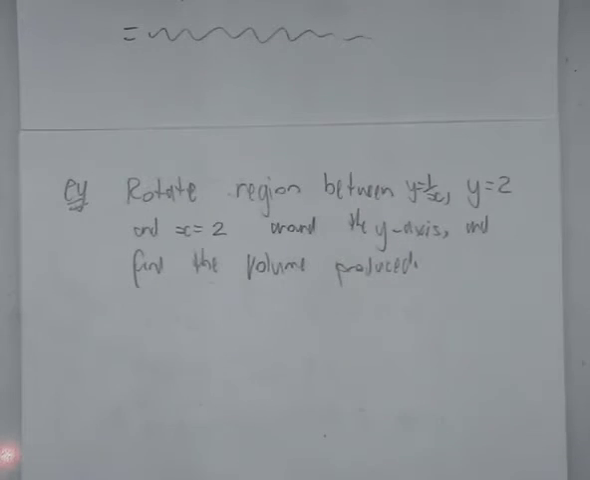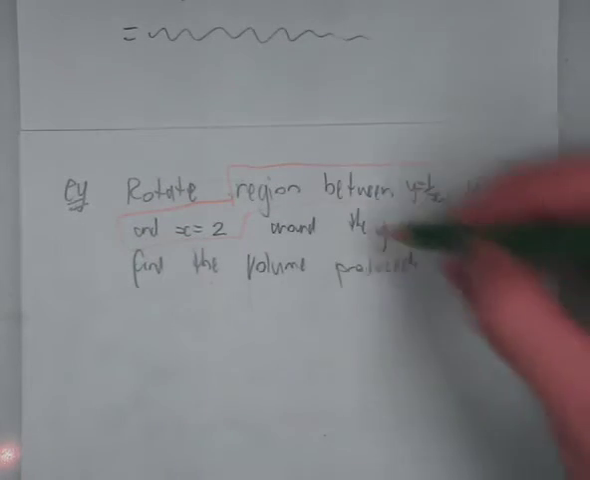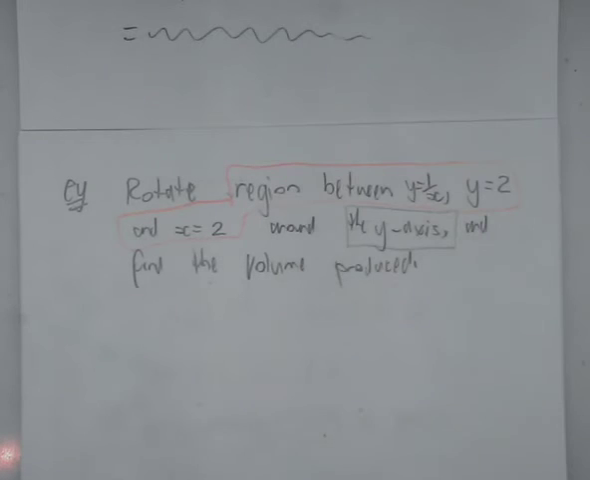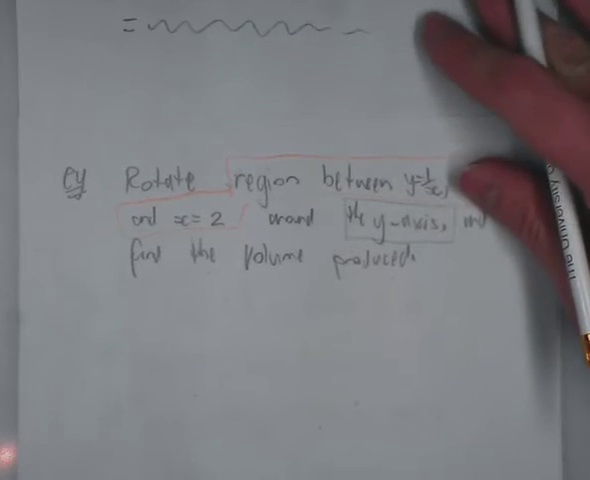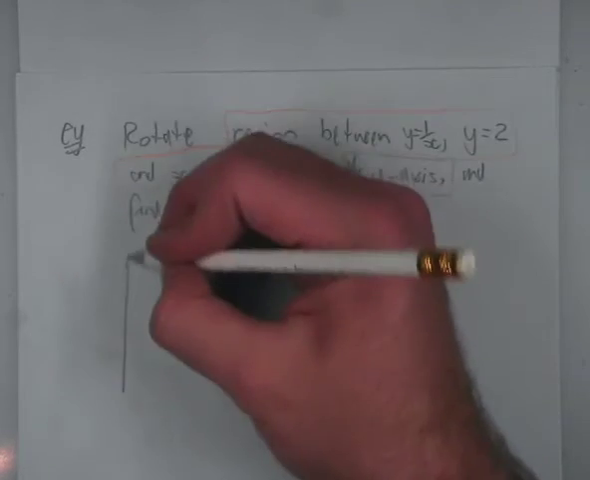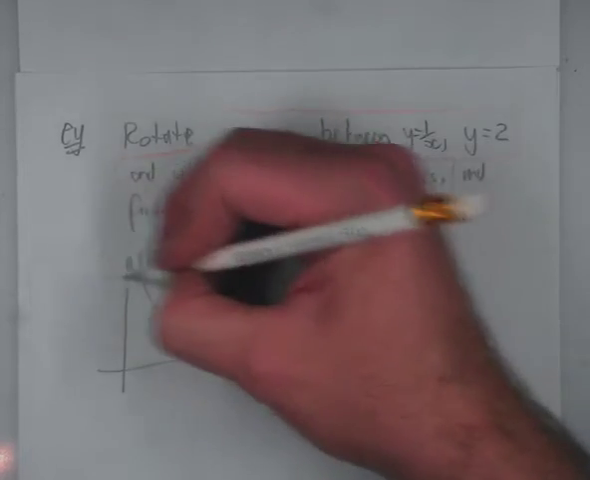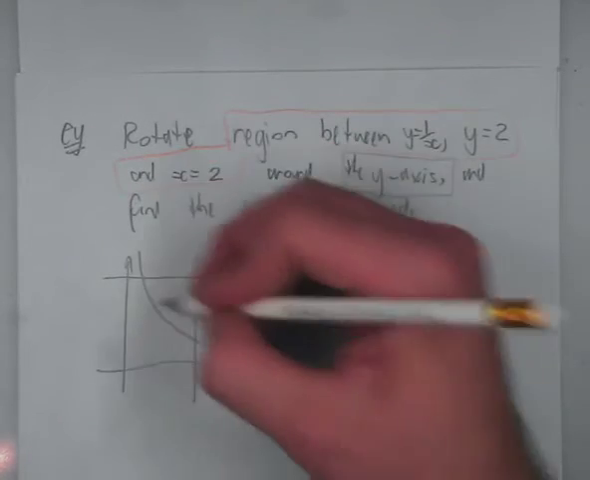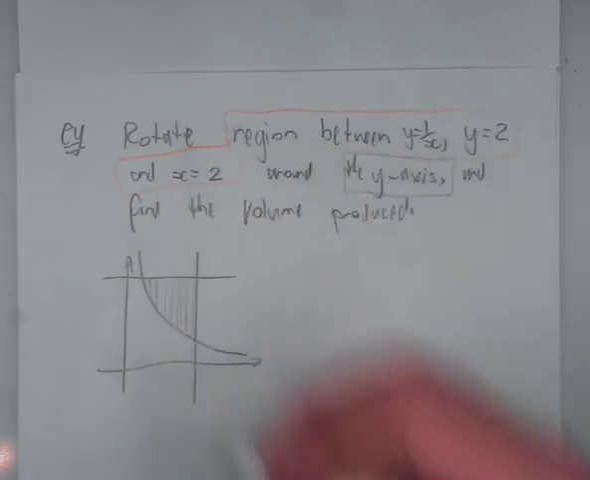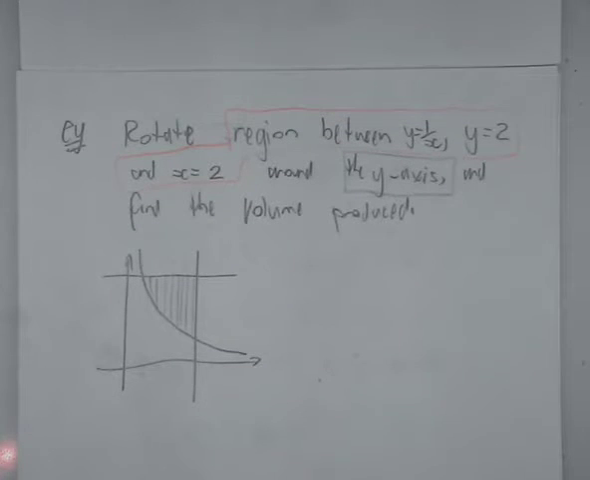So this time, I've got my region, and I've got the y-axis this time. All right, so first I draw my region, just like I always do. There's y equals 1 over x. There's y equals 2. There's x equals 2, and that's the region I've been asked about. It's the region between those three lines.